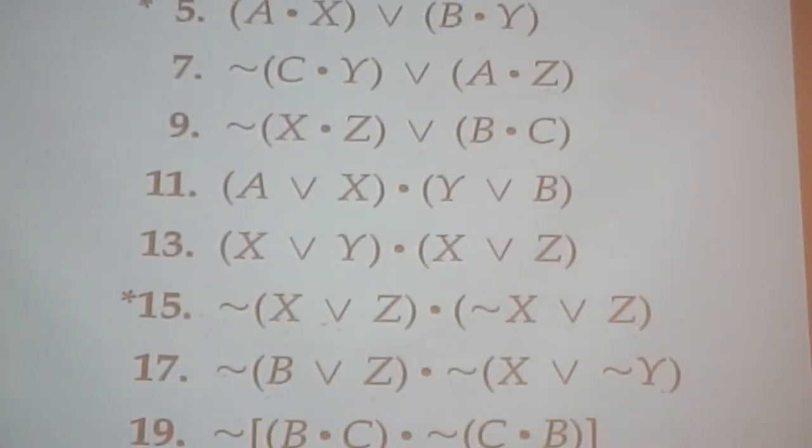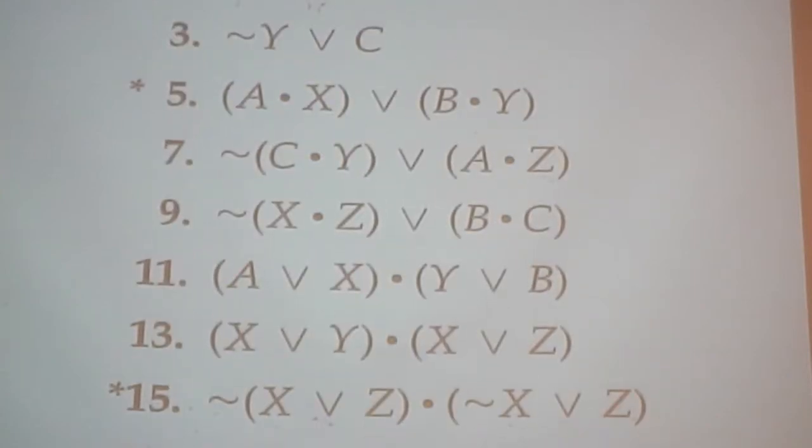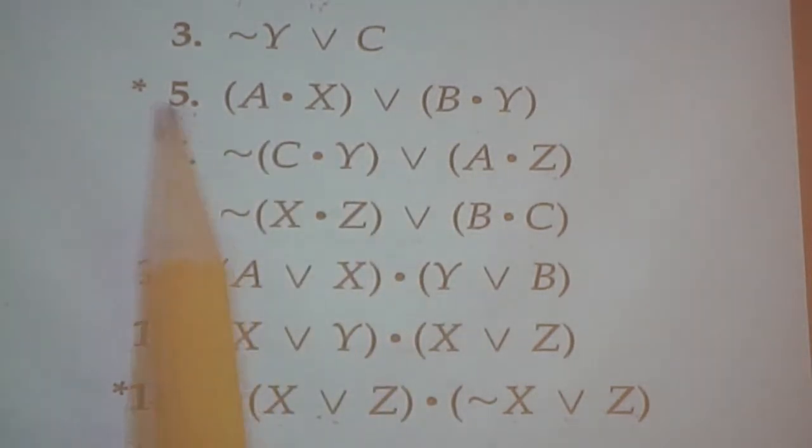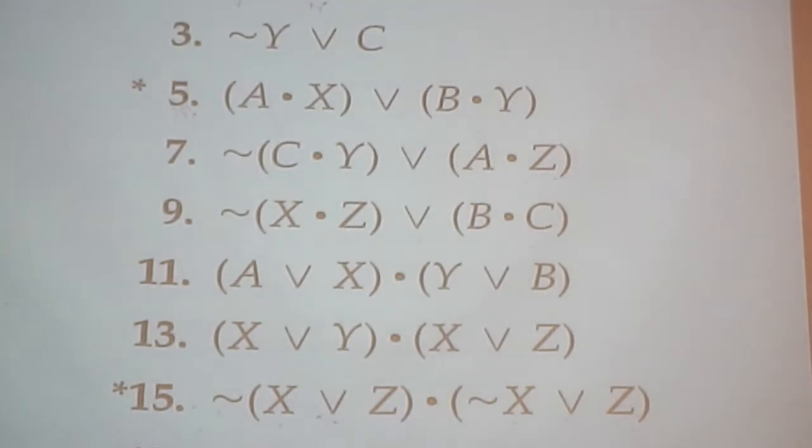Now, since we're skipping 2, 3, and 4, it's going to start getting a little bit more complex immediately. What is our main connective of this statement, number 5 right here? What is the main connective? The wedge. It's a wedge. What does that mean? It means that this is a disjunction we're looking at, right?